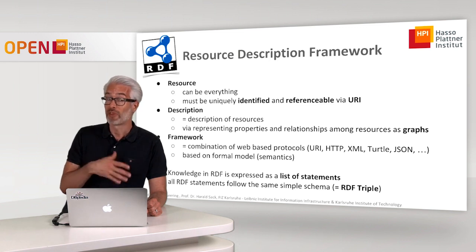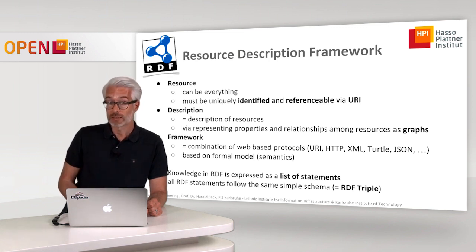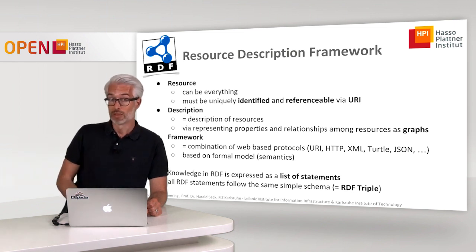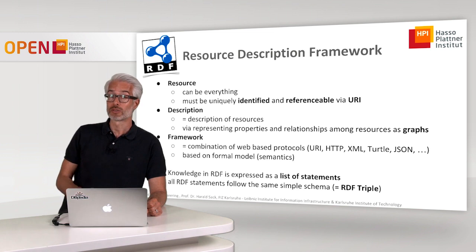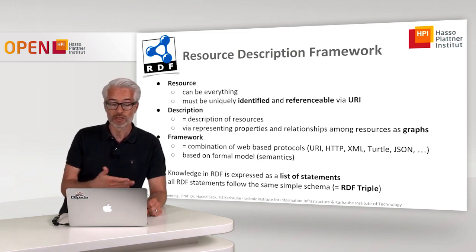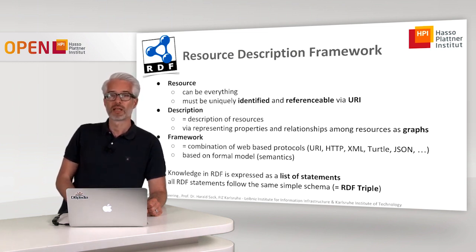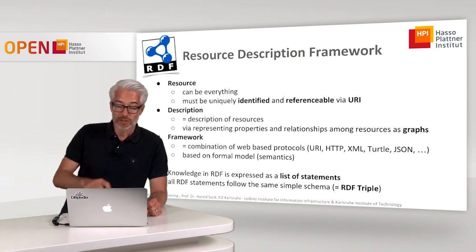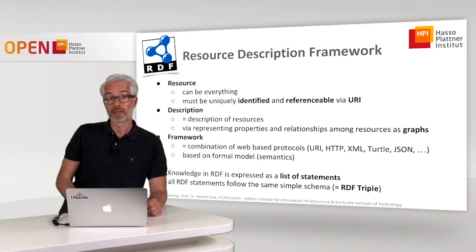We are dealing with the web, therefore everything can also be represented in the web. Also things in the real world can have a URI. We will come back to that later on. But of course, to talk about that on the web, we need a web-based identifier, and this is the Uniform Resource Identifier. Then you give descriptions, so you describe the resources, and you do this usually via representing properties and relationships among resources as graphs, as we've seen it before. And of course, all this is then put together in some kind of framework of web-based protocols.